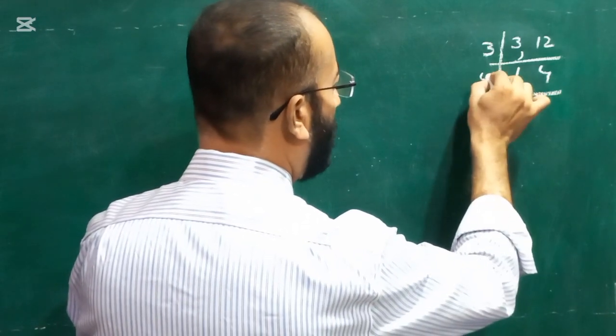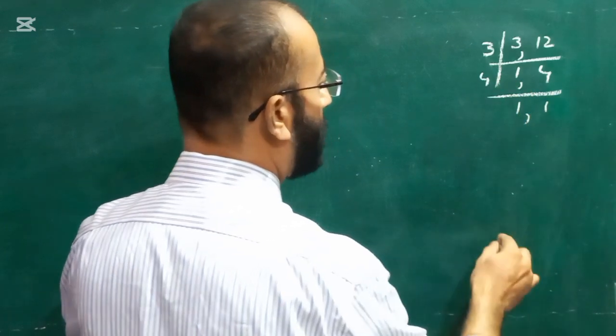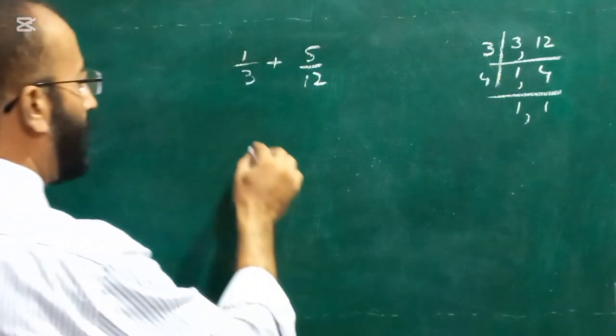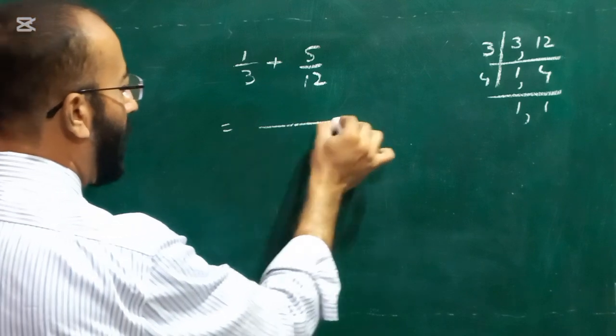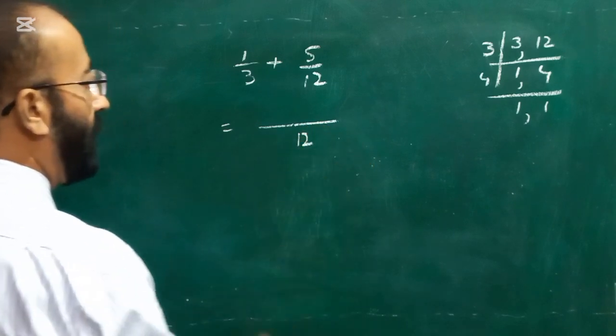And 4 is coming in the table of 4. So 4 ones are 4. So 4 threes are 12 is the LCM. So that LCM will be written in the denominator.